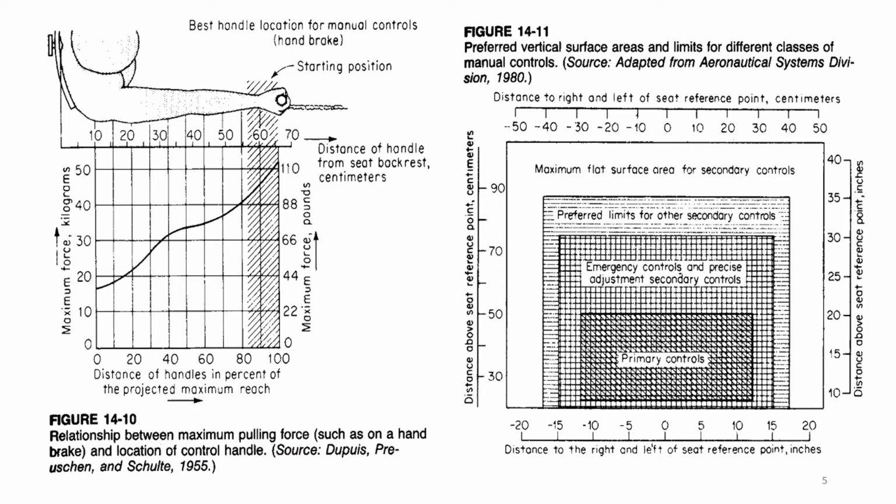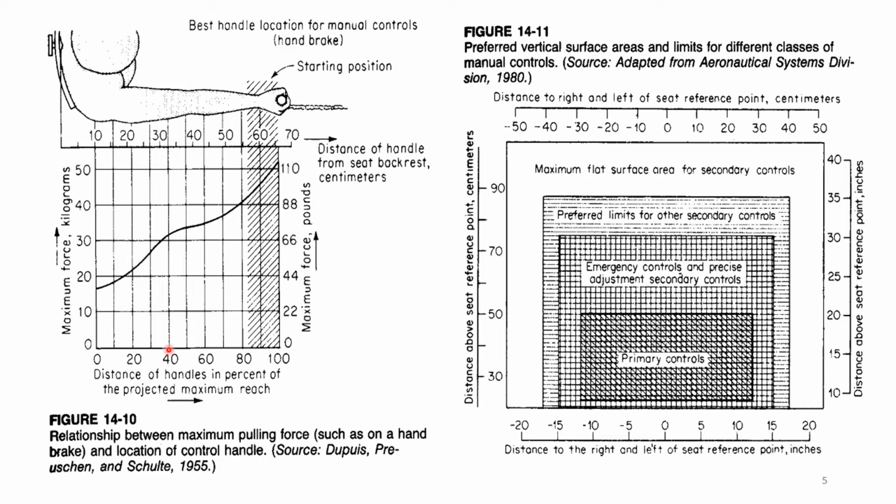The left one is a graph showing the relationship between maximum pulling force, such as on a hand brake, and the location of controls. What you can make out from this graph is that from distance 0, the maximum pulling force is obtained when the distance is at least this much, that is around 70 centimeters.